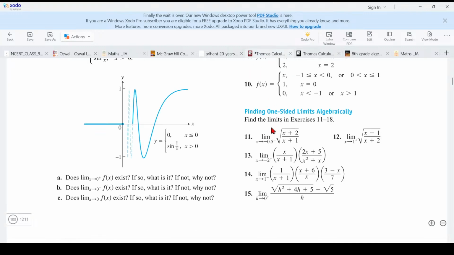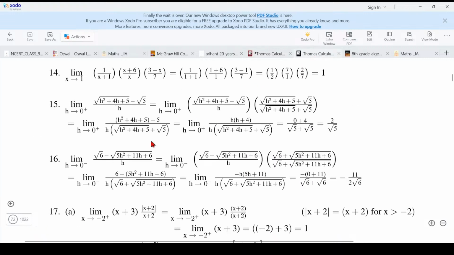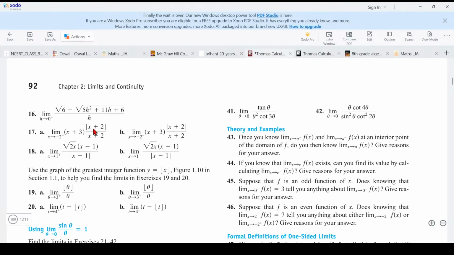Okay, that is good. And what about this one? We should rationalize. And then what will happen? 6 plus whatever this thing. You will rationalize and everything, this h and h will get cancelled. You will get this one. Now, an interesting question.